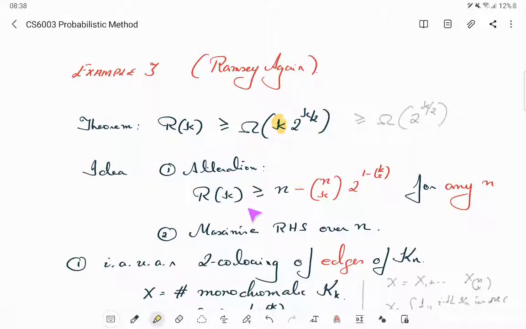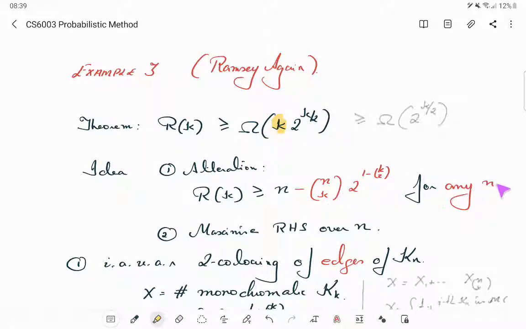So I want you to pay close attention to this formula. Okay, so this is the technical claim. There are two things for us to do now. First is to prove this lower bound, and then to show that from this lower bound, using some optimization for n, we will get this bound.